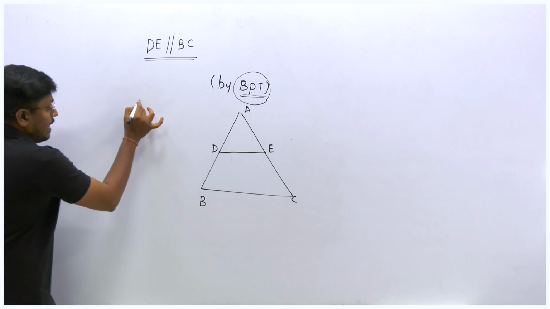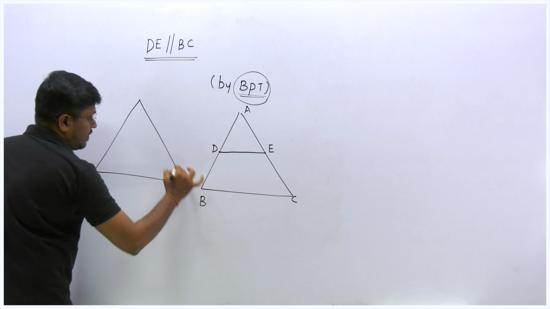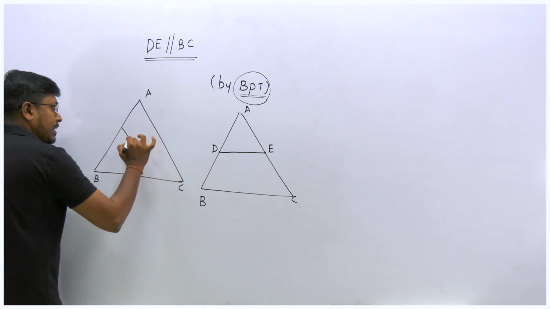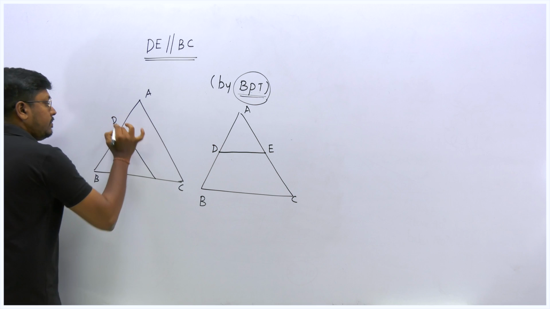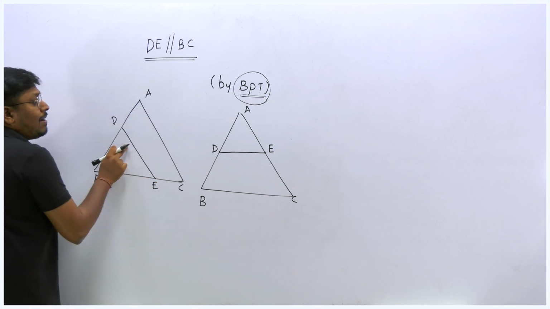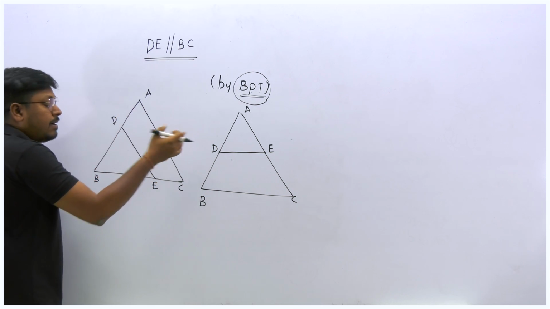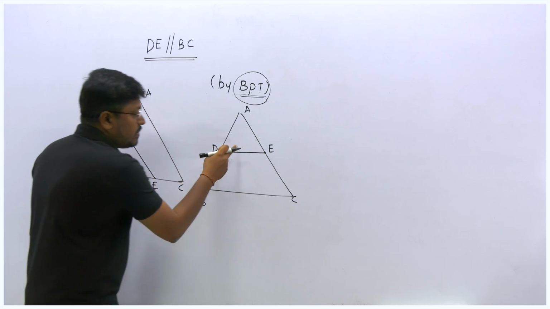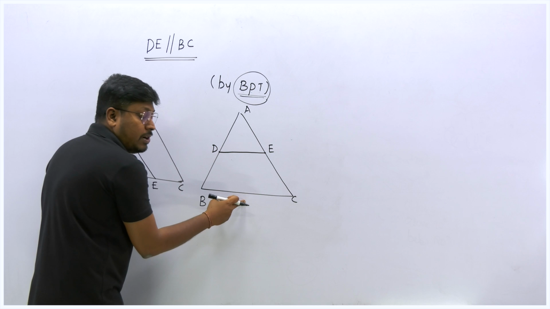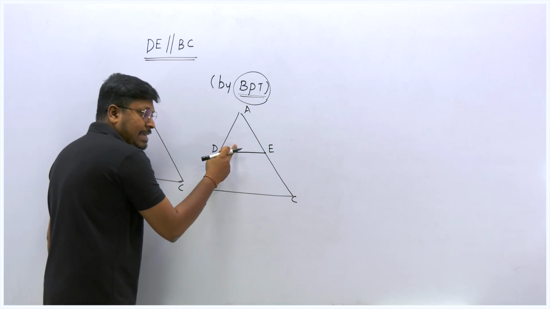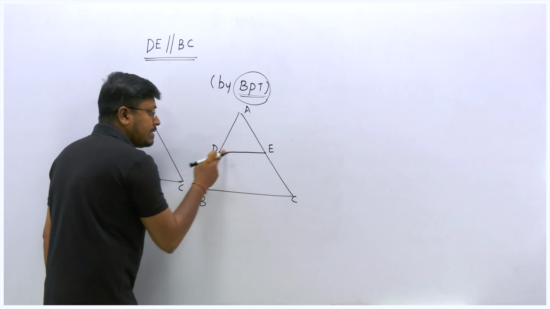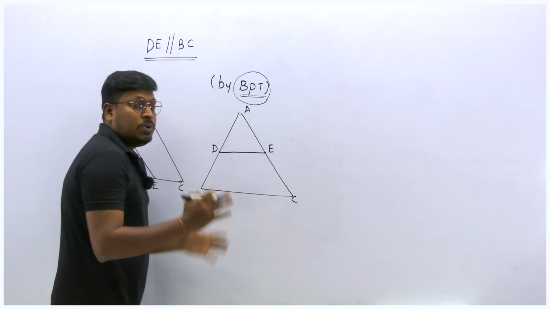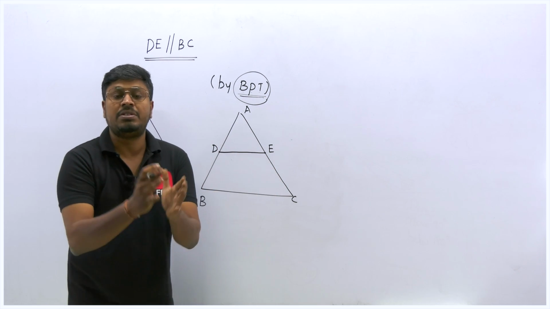You can also draw like this. When you consider A, B and C and draw a line like this, D and E, this is also parallel to AC, any one side of a triangle. So a line which is parallel to any one side of a triangle. Here DE is parallel to BC, and this line DE intersects two sides, which makes the sides of the triangle divide proportionally.